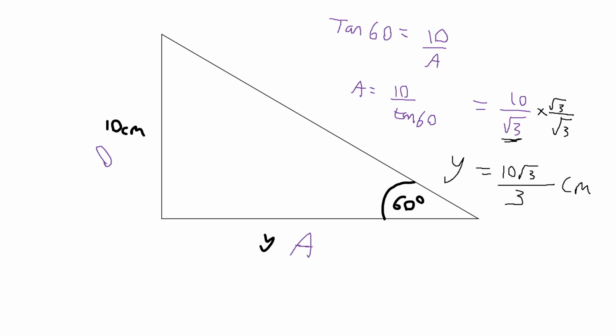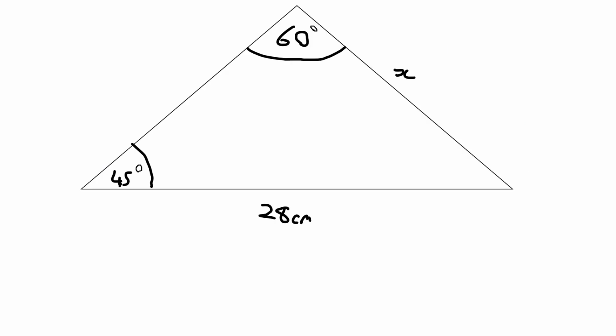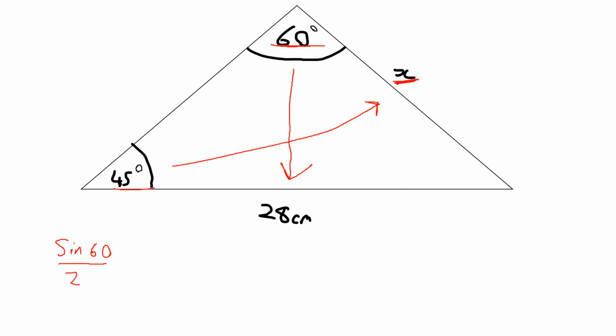What about an example like this? So this one here is 45. This one here is 60. How are we going to find what this x is equal to? Well, let's look at the angles that we have. They're opposite our sides. So we're going to use the sine rule, right? Sine 60 over... what do we have here? Sine 60 over 28 is equal to sine 45 over x. Okay?